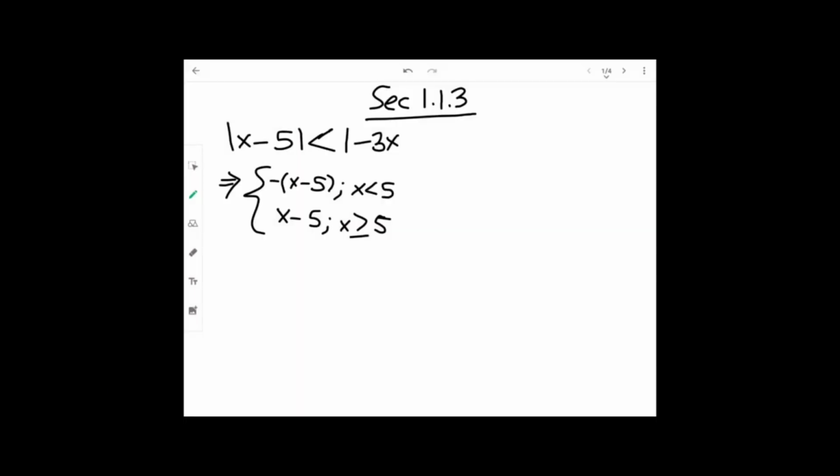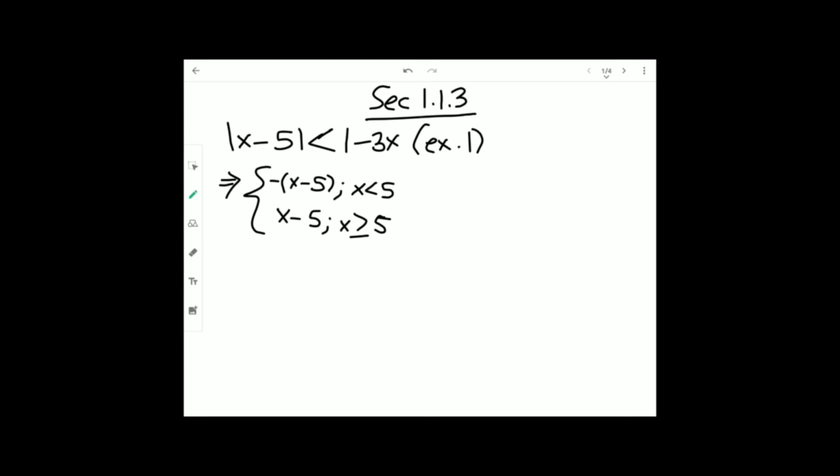Start with section 1.1.3, which has to do with absolute value inequalities. I'm currently doing example 1, and let's do it together. It asks: the absolute value of x minus 5 is less than 1 minus 3x. What values of x satisfy this? So what I've done is I've split the absolute value into piecewise functions. So minus x minus 5 if x is less than 5, because when x is less than 5, you're going to get a negative number.